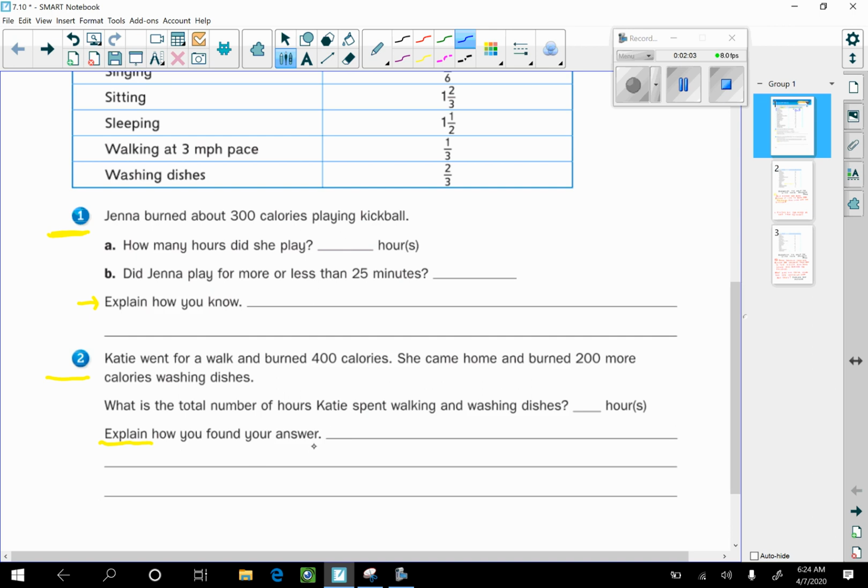What I've done in this video is I've come up with an example for number 1, and I've come up with an example for number 2. Let's get straight to those examples.